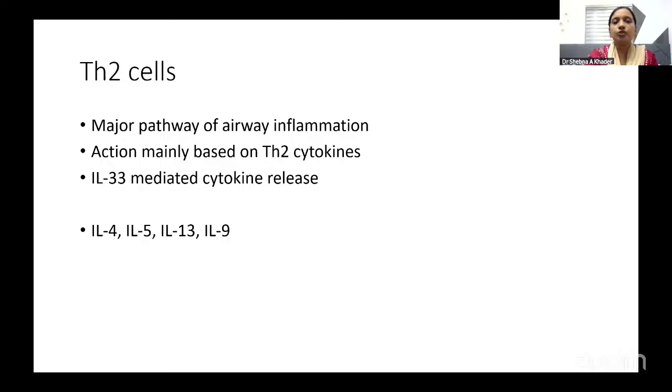Now about the Th2 cell. As you all know, it is a major pathway of airway inflammation and the action is mainly based on Th2 cytokines. And the alarmins that we have mentioned already, that is IL-33, also help in the cytokine release. And the cytokines that are released from the Th2 cells are mainly IL-4, IL-5, IL-13, and IL-9.